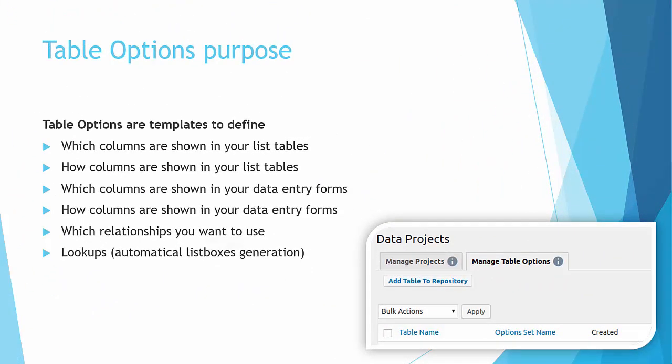Table options are in fact some kind of templates for tables. You can use these options to define which columns are shown in list tables, for example, and how they are shown. And you can do the same for data entry forms. Besides that, you can define relationships if you want to create parent-child forms, or lookups to automatically generate list boxes.